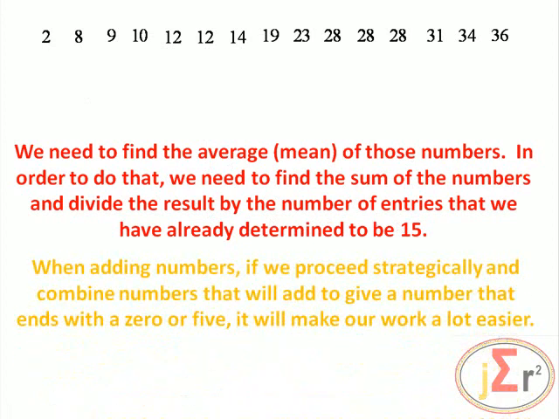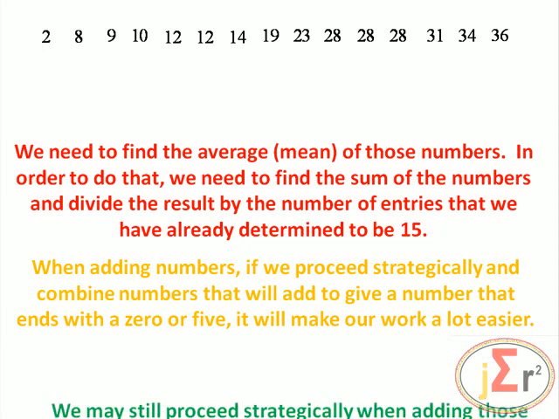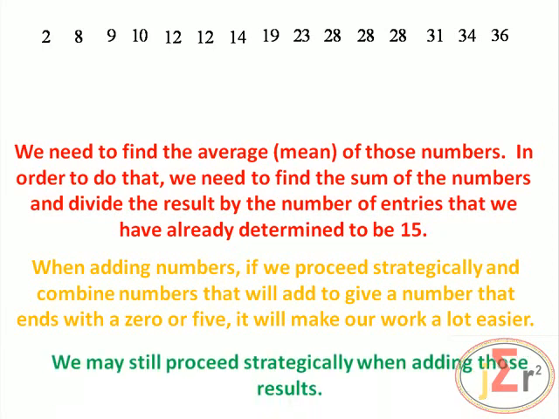When adding numbers, if we proceed strategically and combine numbers that will add to give a number that ends with a 0 or 5, it will make our work a lot easier. We may still proceed strategically when adding those results. So let's go. Put numbers together so that the sum will end with a 0 or 5. So we are using these to end with a 0. That one will end with a 0 also.